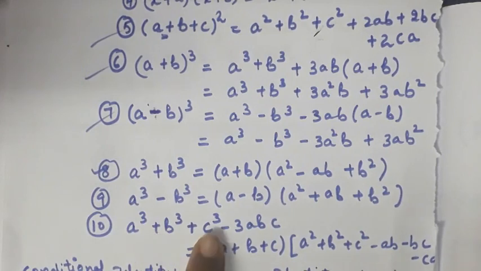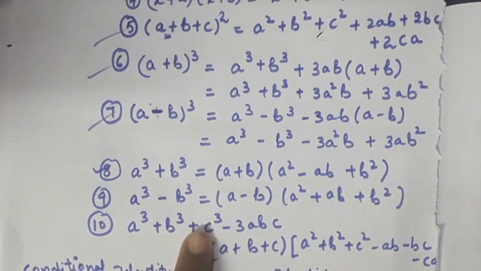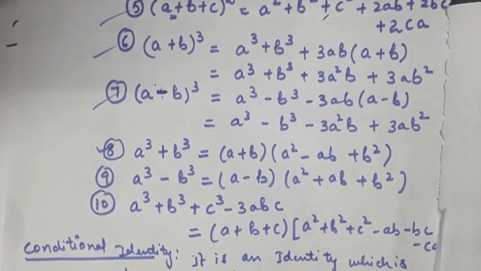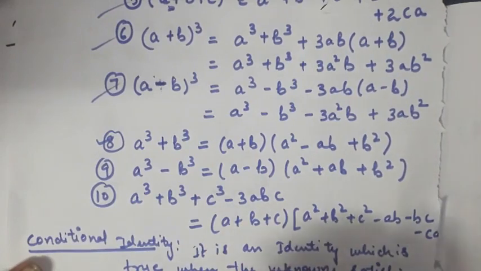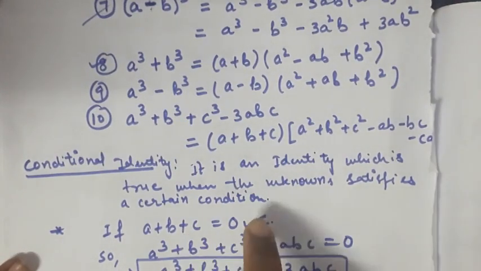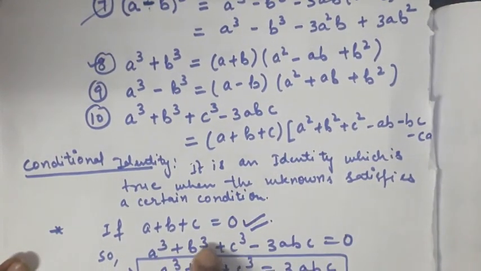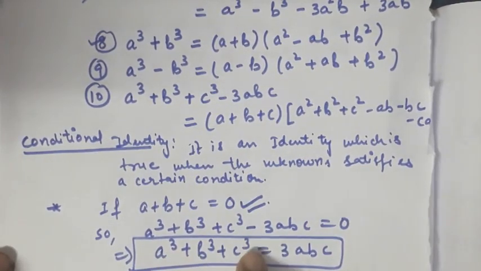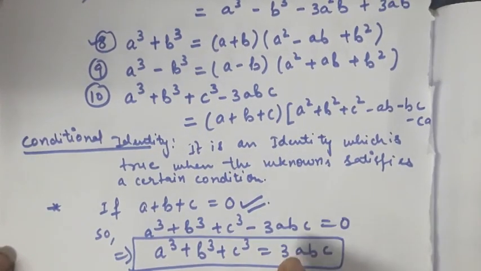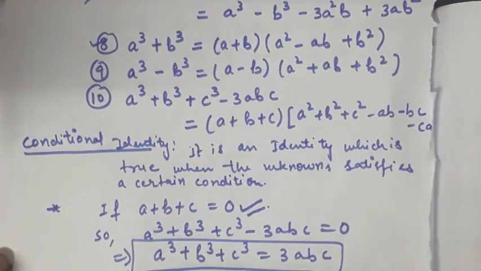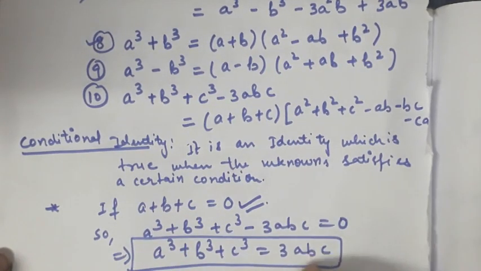You will find this type of identity, that is a^3 + b^3 + c^3 - 3abc is equal to this thing. But this question will be done by one condition. This identity can be used more precisely if it has one condition. That condition is if a + b + c = 0, then a^3 + b^3 + c^3 - 3abc = 0, meaning a^3 + b^3 + c^3 will be equal to 3abc if a + b + c = 0, meaning the sum of the three numbers is 0, then their cubes sum will be equal to 3abc.